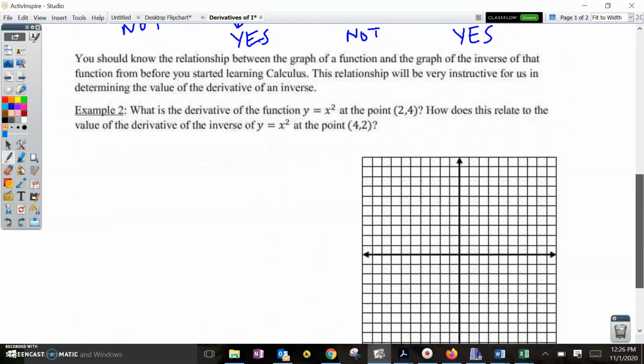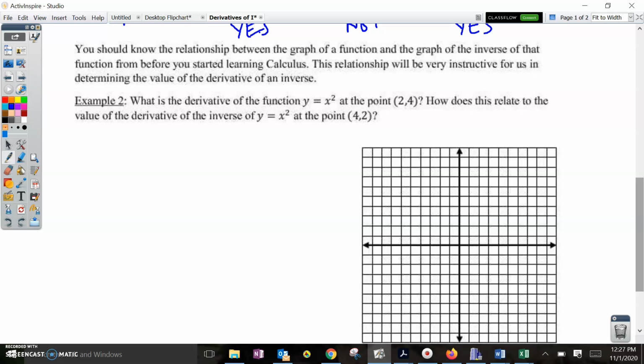Alright, let's go on to example 2. It says here you should know the relationship between the graph of a function and the graph of the inverse of that function from before you started learning calculus. This is really instructive for us as far as determining the value of the derivative of an inverse. Let's talk about the derivative of the function y equals x squared at the point 2, 4. And I'm going to only draw the right-hand side of y equals x squared, because if I restrict the domain like this, then y equals x squared is a one-to-one function. And we're concerned with the derivative of the function at the point 2, 4.